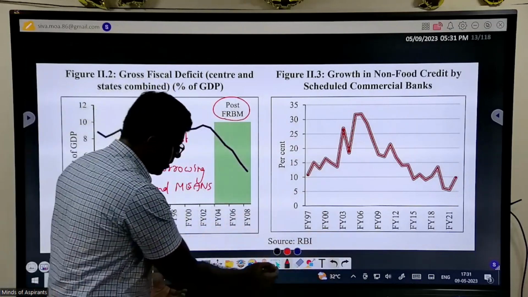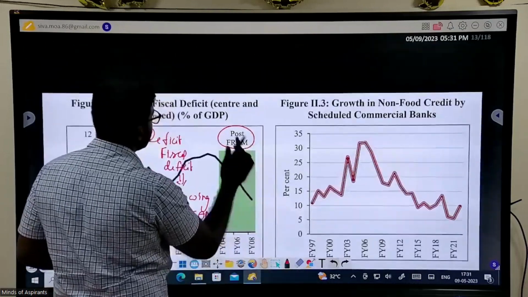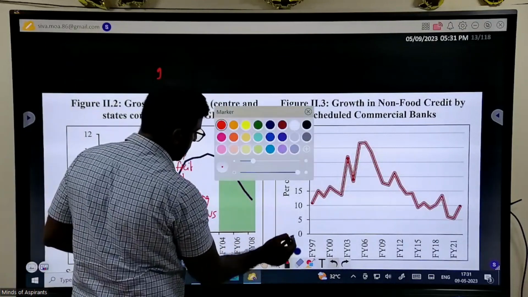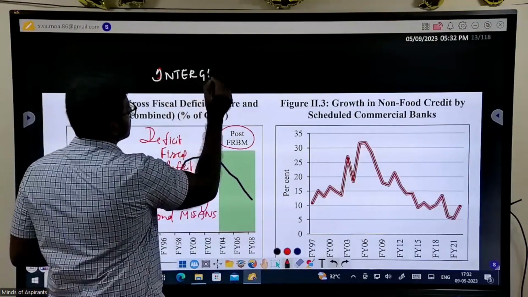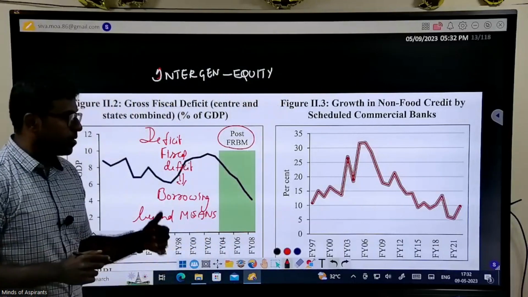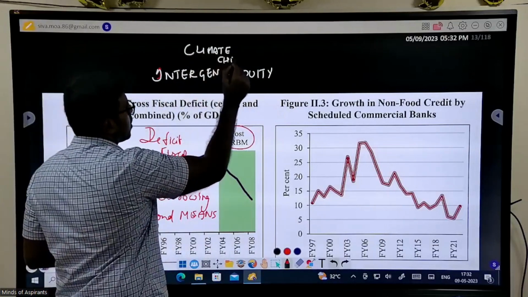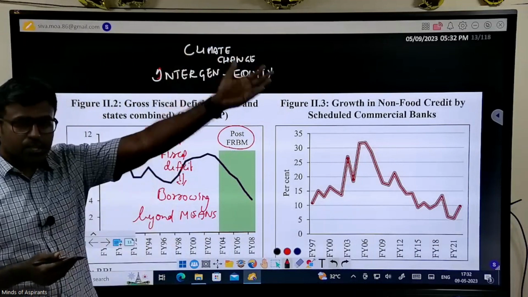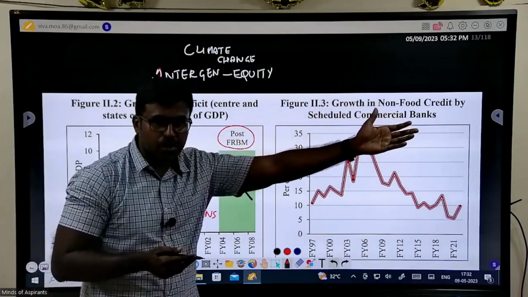There is also one question. In GS paper 3 they asked this question of intergenerational equity. Give examples of intergenerational equity. We can think about climate change. What is the meaning? If we emit so much carbon dioxide, the other generation is going to get affected. Intergenerational equity will not be there. We are emitting everything, and they will not be able to survive at all.